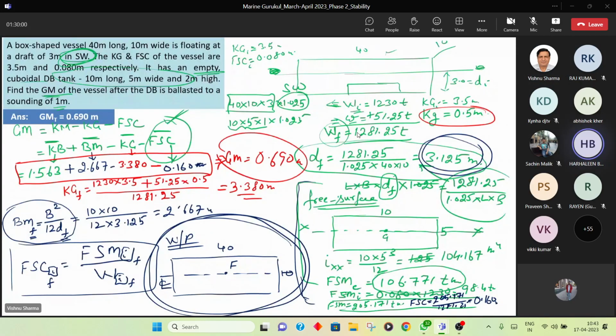Sir, I'm not getting where KB came from. KB came from half the final draft. For a box-shaped vessel, the KB is half the draft. Do you agree with that? Yes, sir. So what was the final draft? This 3.125 meter circled here is the final draft, where I'm pointing with the red one. Yes, sir, 3.125. So final KB will be half of final draft, right? You divide that by 2, you'll get KB. Anything else?